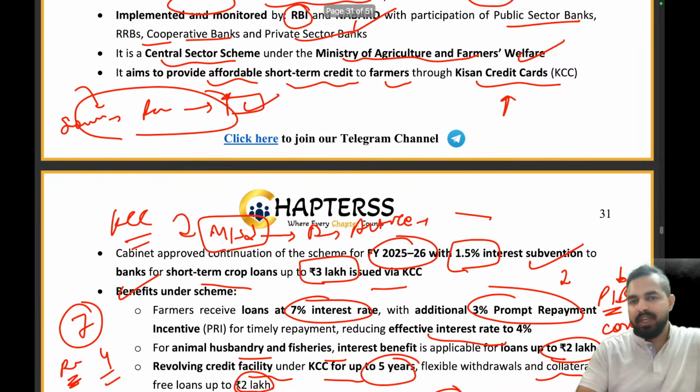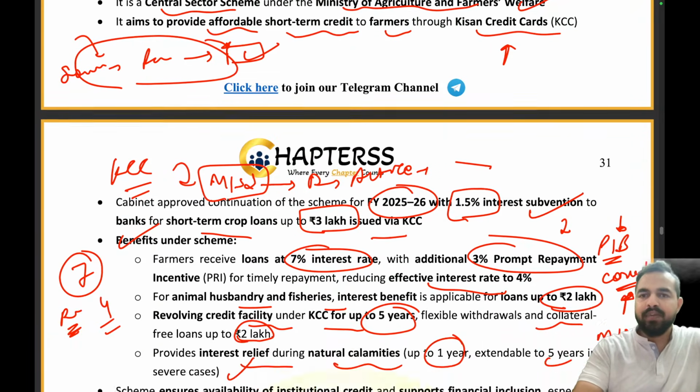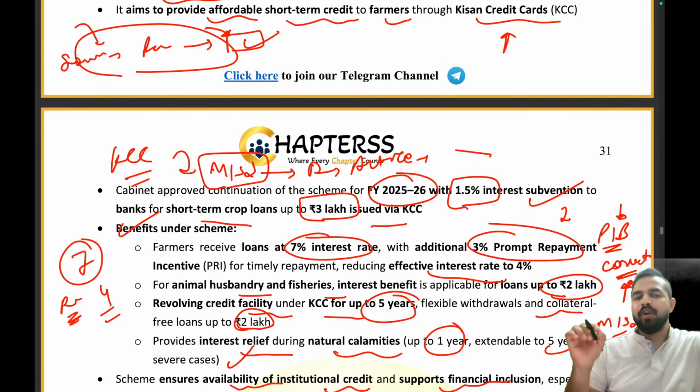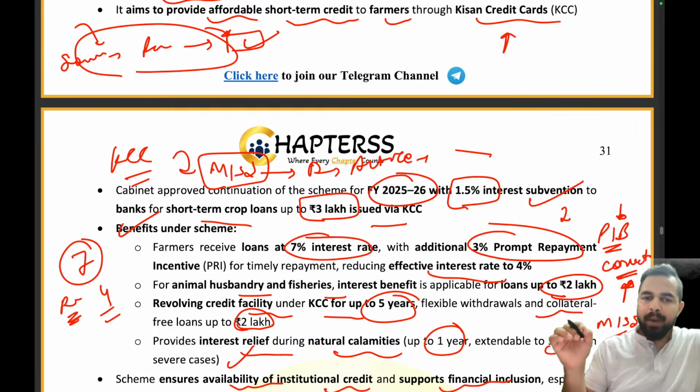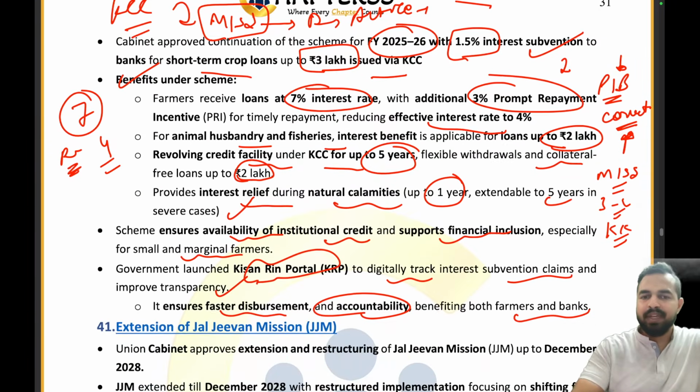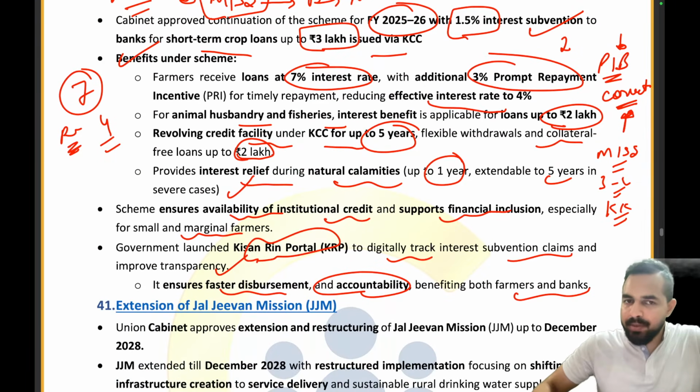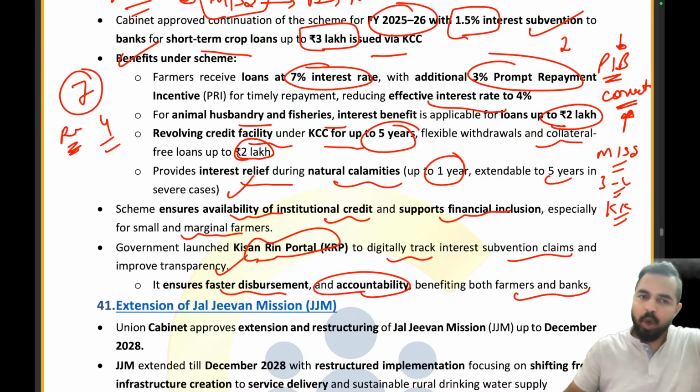It is a central sector scheme under the Ministry of Agriculture and Farmers Welfare. It provides affordable short term credit loan through the Kisan Credit Card, and the cabinet has approved that you can take up to 3 lakh loan via the KCC as a part of this scheme. The 7% interest rate will be there. The effective rate will be 4% if you are timely repaying that particular loan.